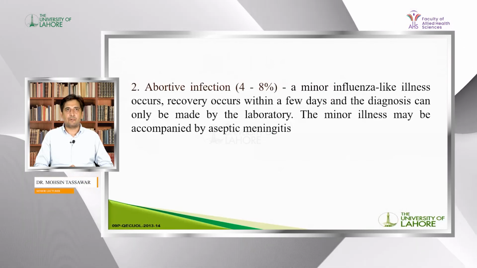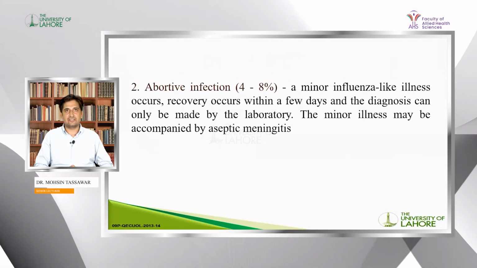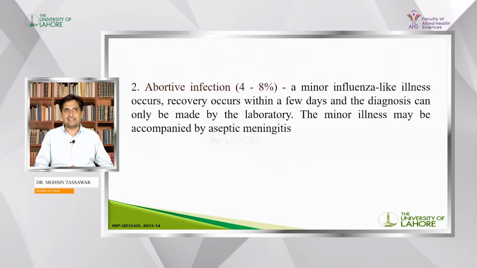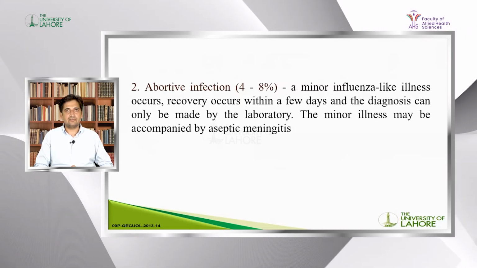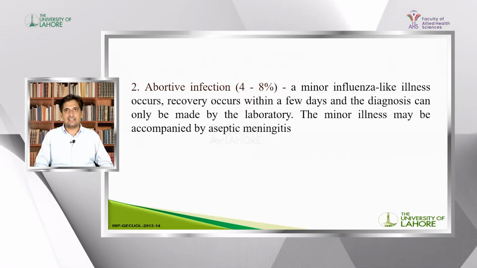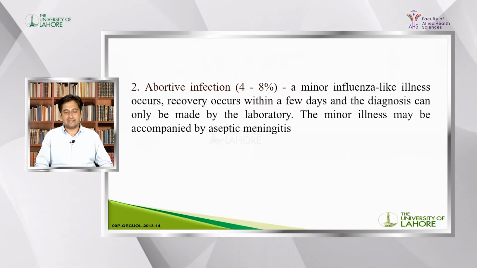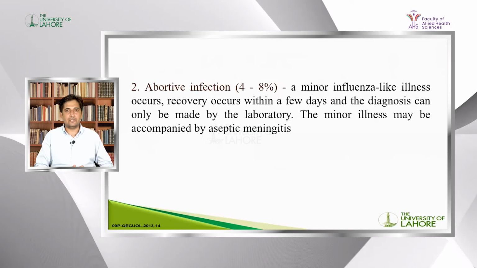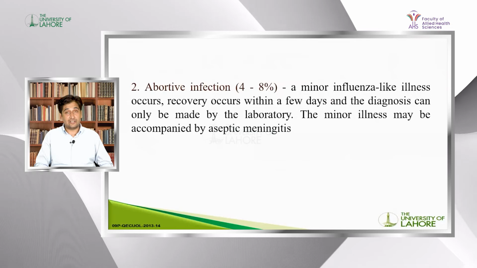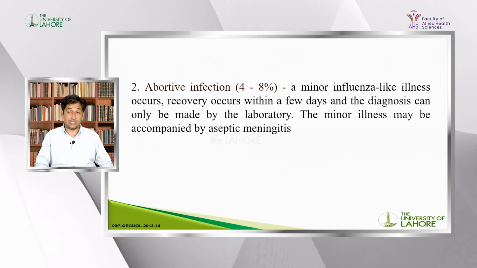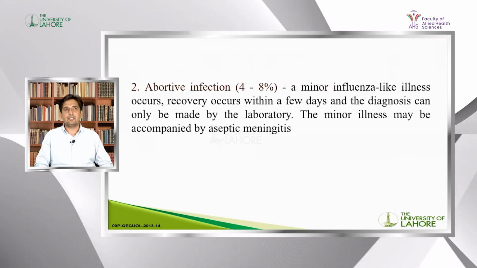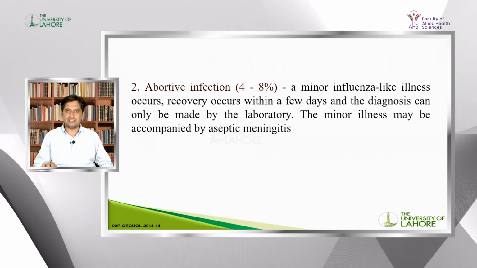Second outcome is abortive infection, that is present in 4 to 8% of infected people. A minor influenza-like illness occurs. Recovery occurs within a few days, and the diagnosis can only be made by the laboratory. So these are the minor influenza-like illness. That is an illness that is commonly present in almost every viral infection. In this case, you cannot diagnose the poliovirus with the symptoms. You have to go to the laboratory for the confirmation of the virus. The minor illness may be accompanied by aseptic meningitis.